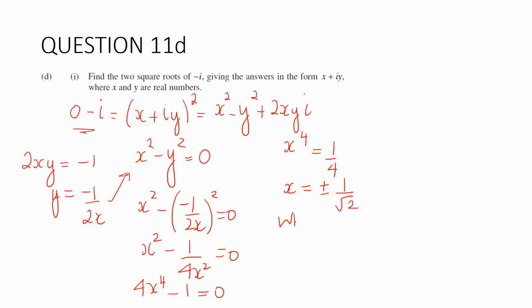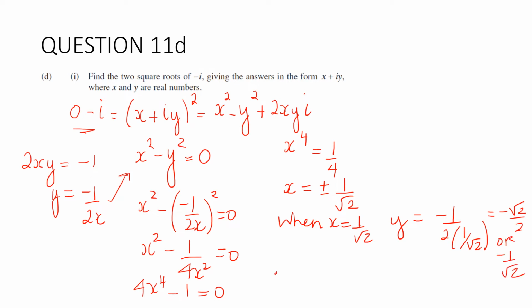Now when x is equal to 1 on root 2, y is equal to negative 1 on 2 times 1 on root 2, which is negative root 2 on 2, or negative 1 on root 2. So our square roots will be 1 on root 2 minus 1 on root 2 i, and negative 1 on root 2 plus 1 on root 2 i.